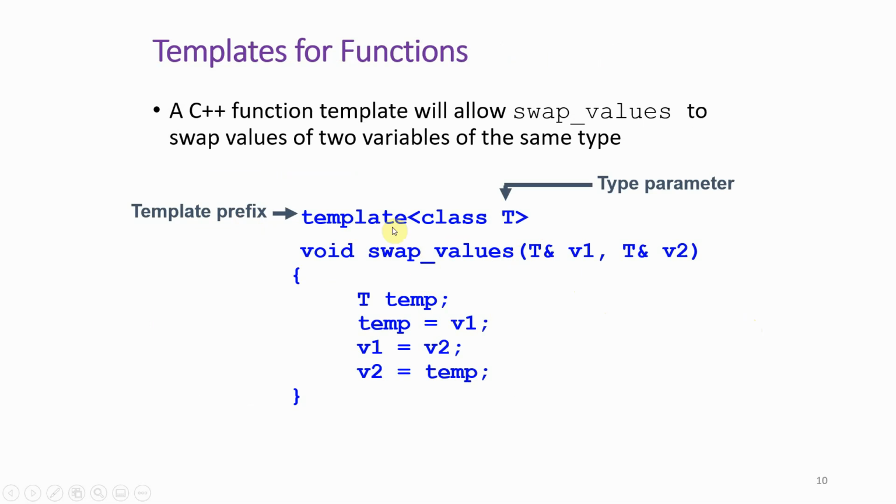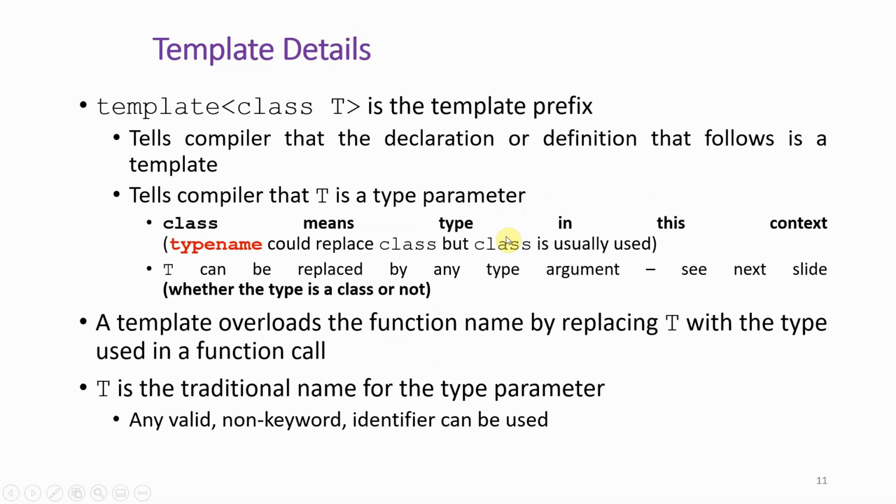We would have a template prefix. We just have a type parameter here, which we called t. It doesn't have to be t. It's very common, and it's a good practice to make it clear. So this is known among all programmers as representing a type parameter, but you can call it whatever you want. I just wanted to make this clear.